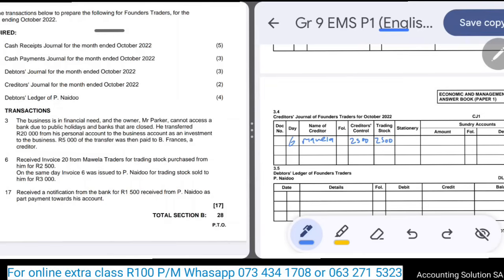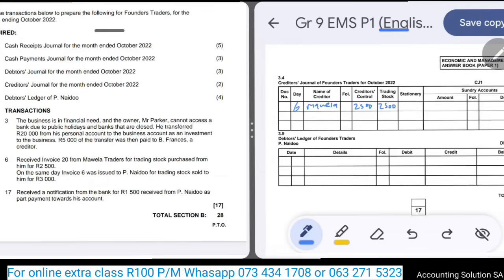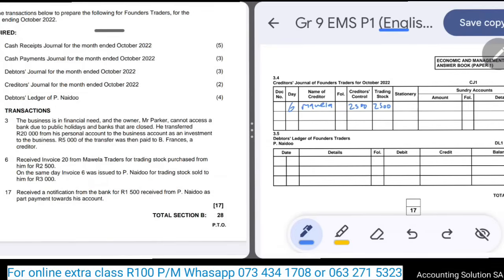Okay, and the other one we have, I think beside this one we also have to prepare debtors ledger, not journal, debtors ledger account. Okay, on a debtors ledger account, guys, it's more like we are recording what we recorded already, just that now we are showing it on the other account.